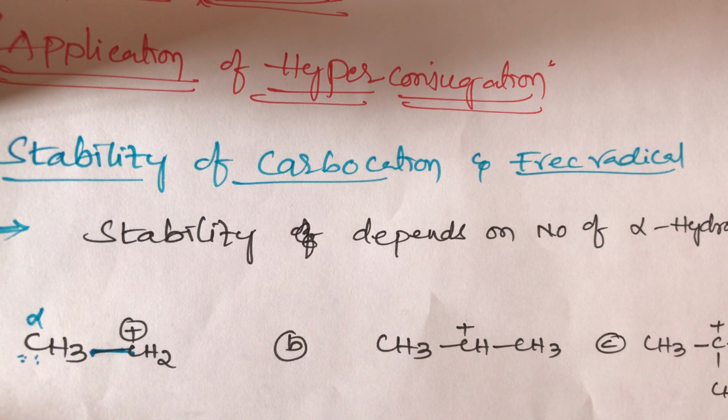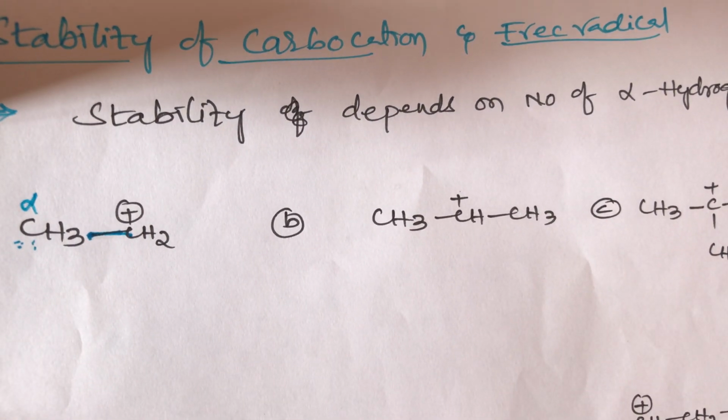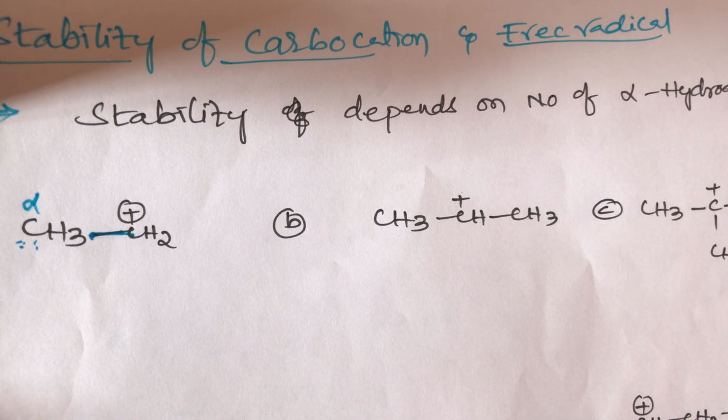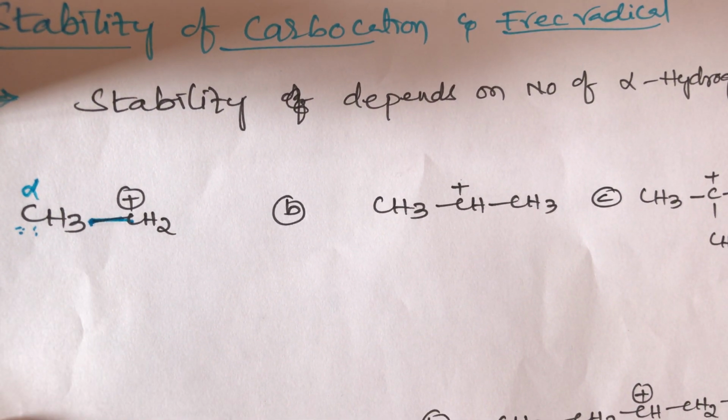What is an alpha carbon? For a carbocation, the carbon next to the positively charged carbon is called the alpha carbon. For a free radical, the next carbon is the alpha carbon, or for a double bond, the next carbon is the alpha carbon. Now I have given some examples. Find the stability order of these carbocations.